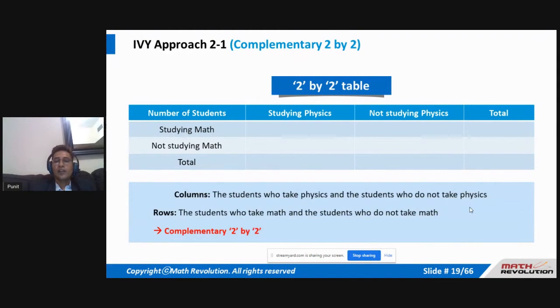And this is the description that I've already talked about. The columns talk about the students who take physics and the students who do not take physics. Rows are talking about the students who are studying math and who do not take math. So this is the basic concept of the complementary 2 by 2 table. We'll soon see the applications of all this in the questions. So just be patient, stick to your seats, and keep noting whatever you feel is important.